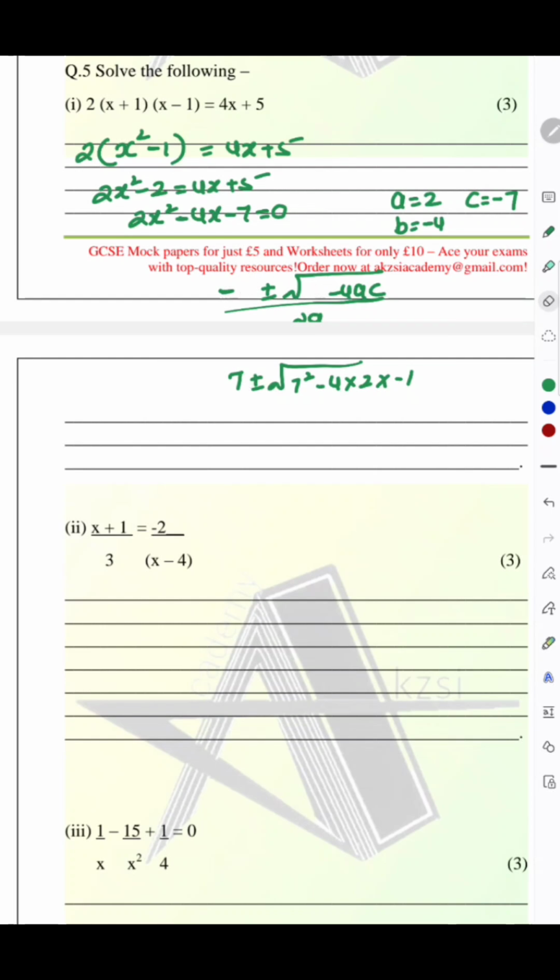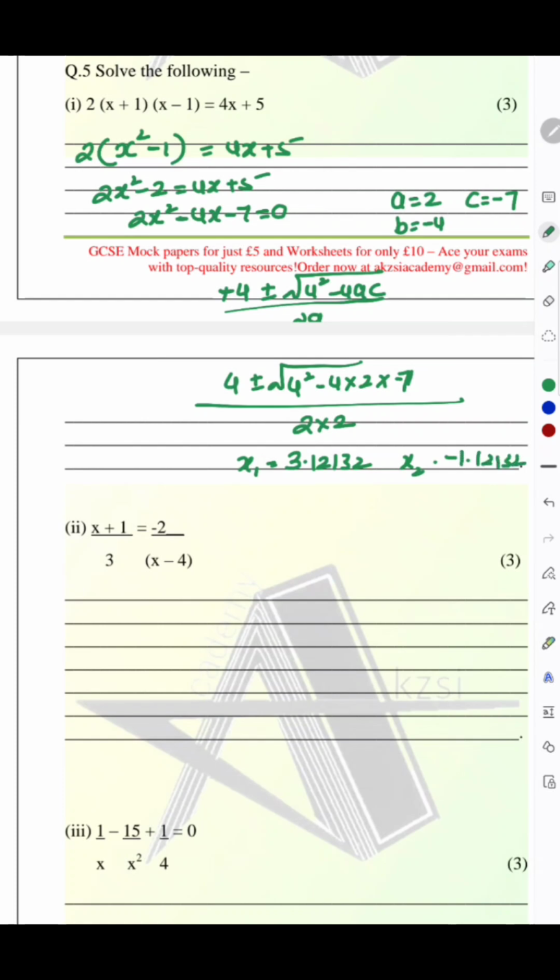let me just replace b. So plus 4, because negative is already there and b is also negative, so 4 plus minus root of b squared, 4 squared minus 4 times ac, over 2a. 4 squared, and here it will be 7, over 2 times a, which is this. On solving, we'll get x1 as 3.12132 and x2 as negative 1.12132.